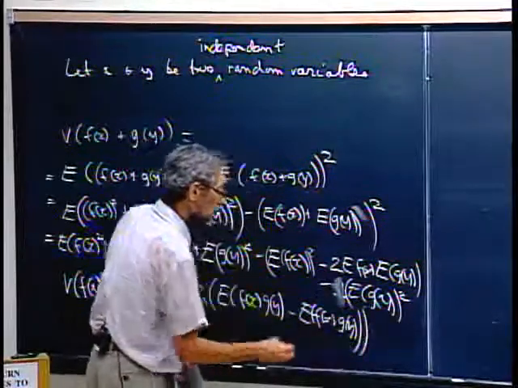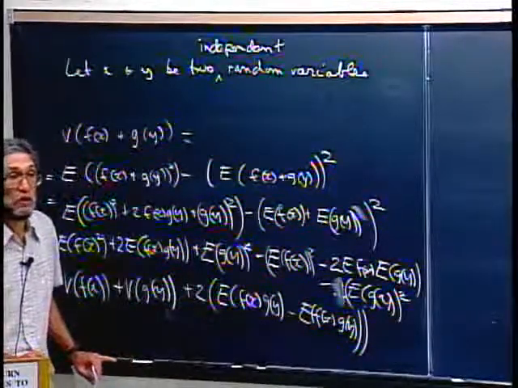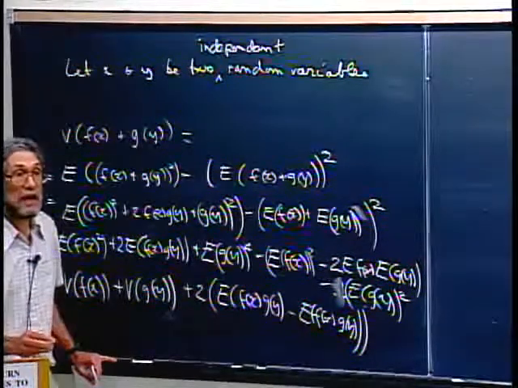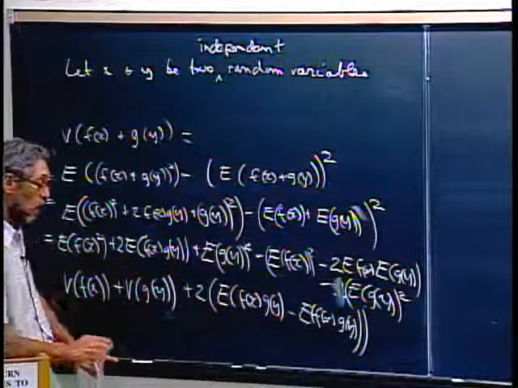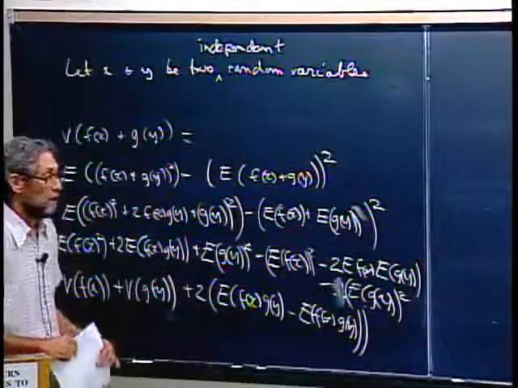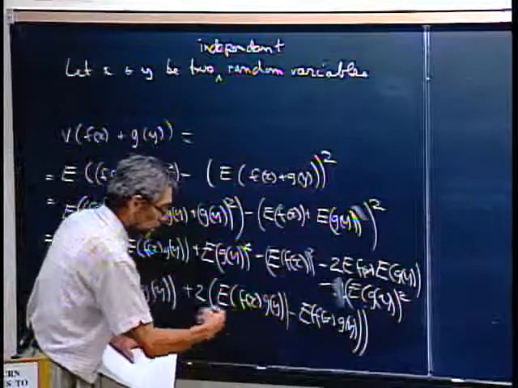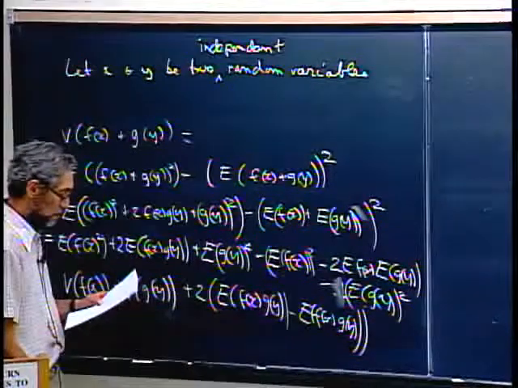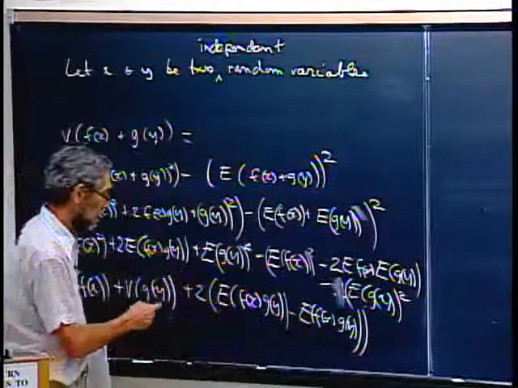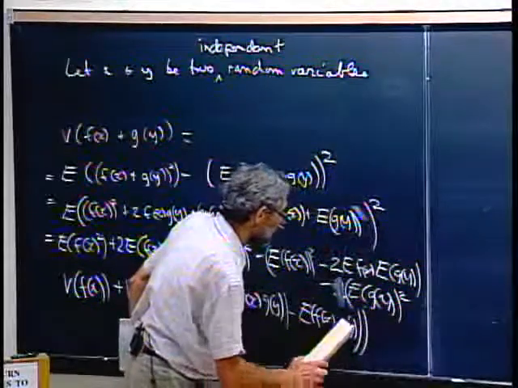So the question is, is the expectation of the product the same as the product of the expectations? And this is the point at which I need to use the fact that they're independent. If they were correlated, then this would be a measure of the correlation. So what I want to do is compute this expectation and somehow relate it to, let's see, this is the expectation of the product, and this is supposed to be the product of the expectations.